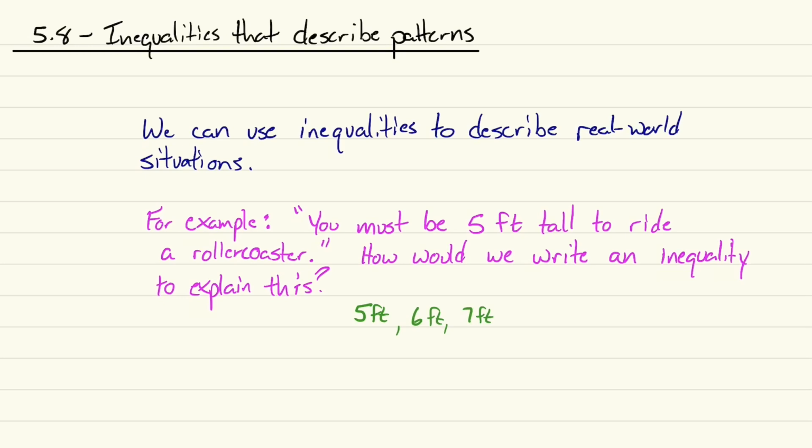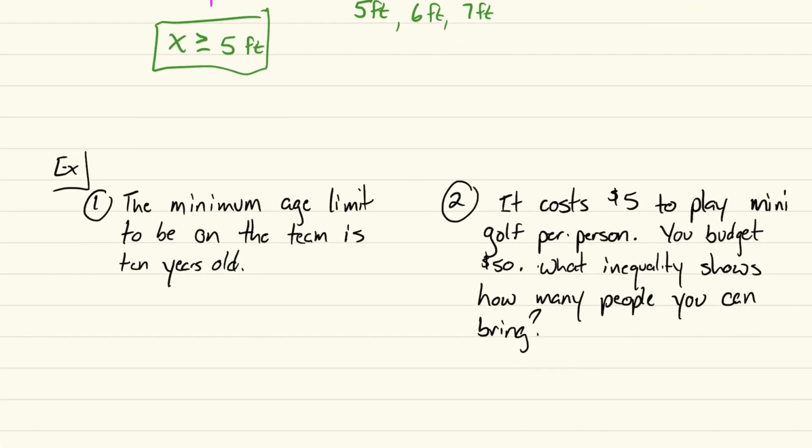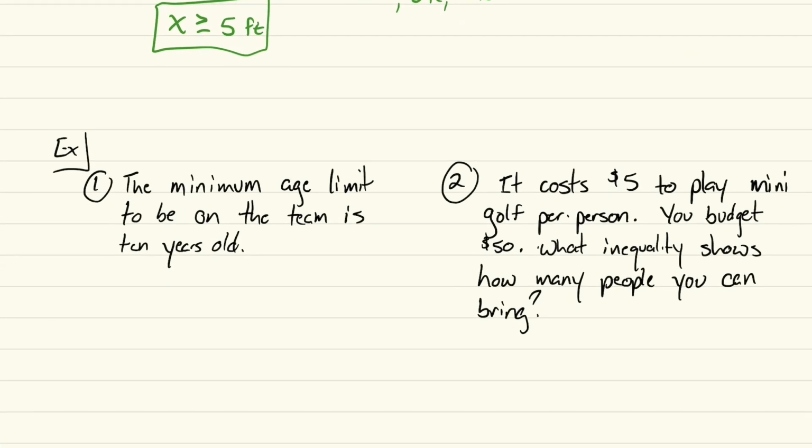So if I could be 5 foot or more than that, my inequality would say that my height could be bigger than or equal to 5 feet. And there we go. So when I think about my answers and which way my answers are going, that's going to help me to write my inequality. All right, so let's look at a couple examples. We have 3. We're going to start with the first 2 here.